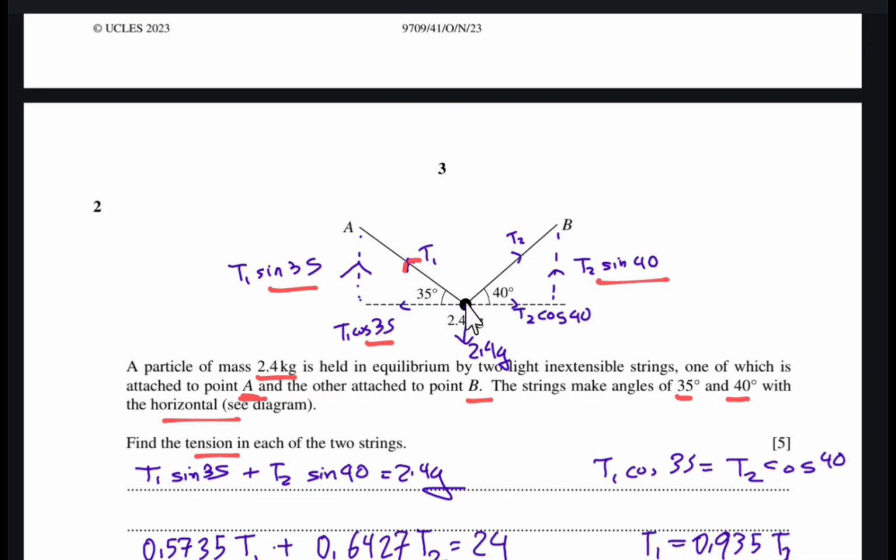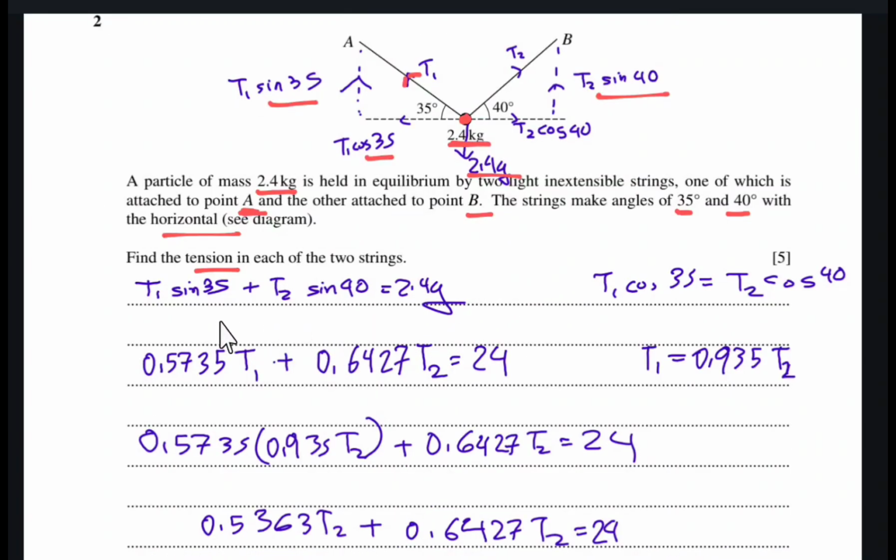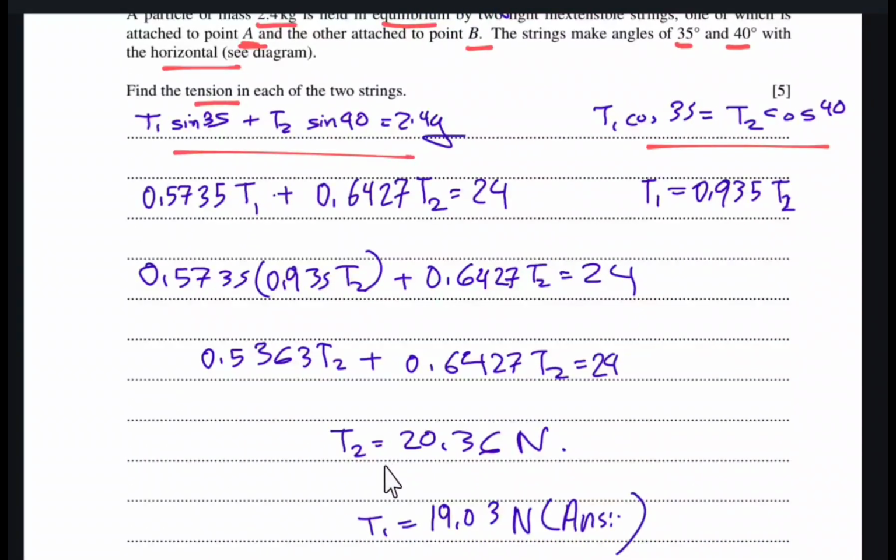We always have to remember that since the particle is at rest and has some mass given, it experiences a force due to the Earth's gravity, that is 2.4 g, where g is the gravitational field strength. So after equating the horizontal components, and the vertical components, T1 sin 35 plus T2 sin 40 is equal to 2.4 g. Since the object is in equilibrium, after solving we get T2 as 20.36 and T1 as 19.03 as our final answer.